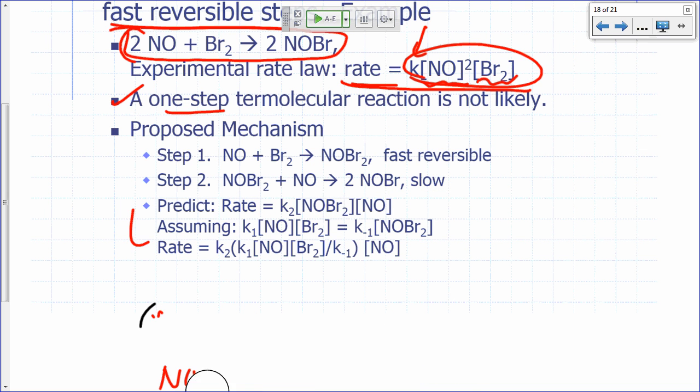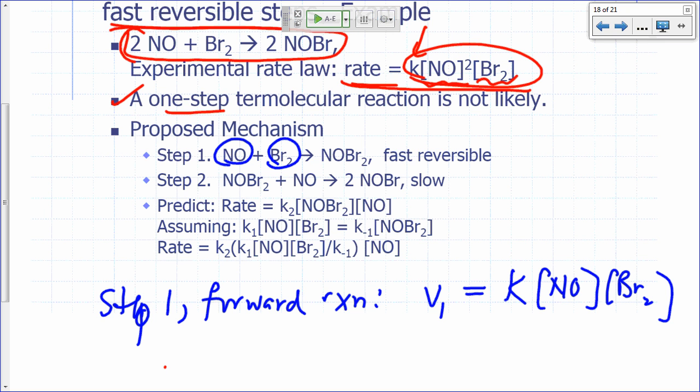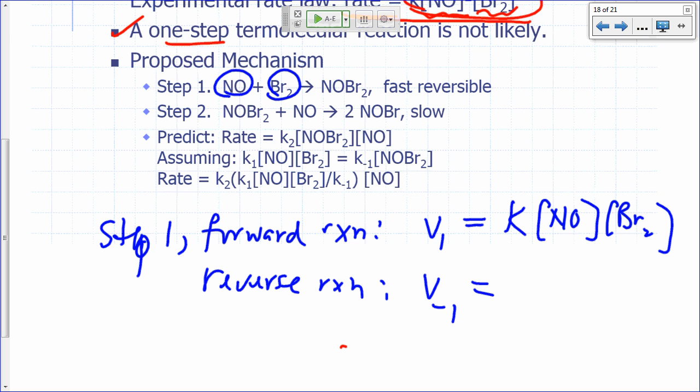So we're assuming that the first step is fast and reversible, right? So if we're assuming that, then we say, okay, step 1, forward reaction. The rate, which we call V1, is equal to k times NO times Br2. The rate law for the forward reaction for step 1 is k times NO times Br2. What's the rate for the reverse reaction for step 1? V sub negative 1, that's usually how we would write it, is equal to some constant k times, what's the reactant for the reverse of step 1?